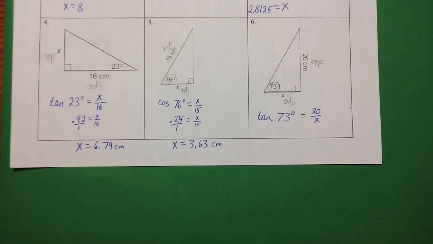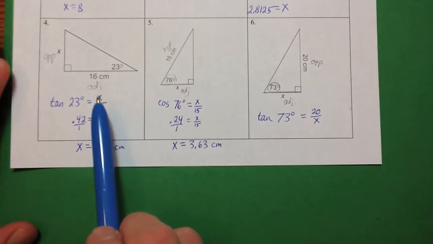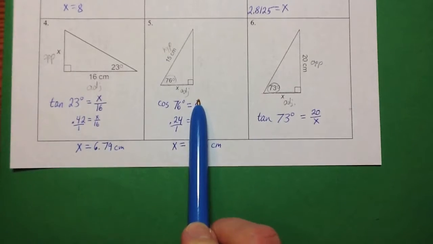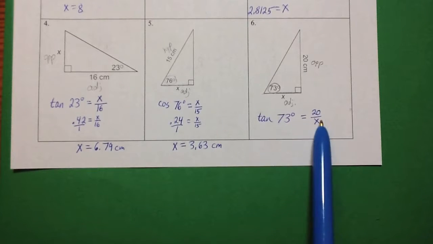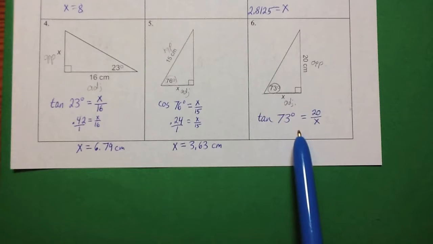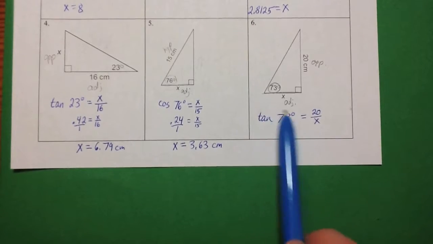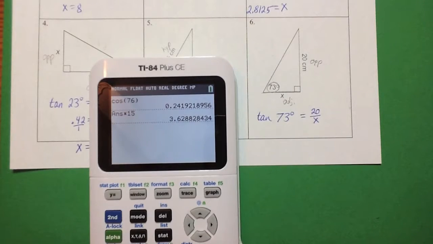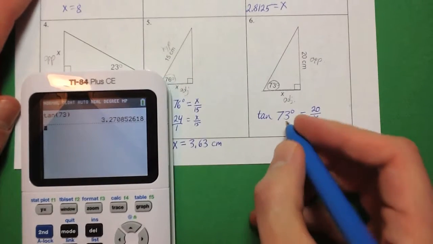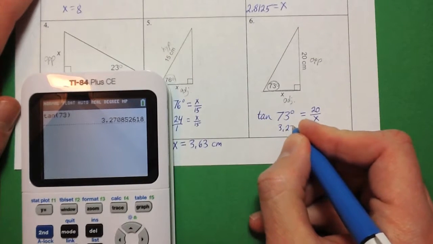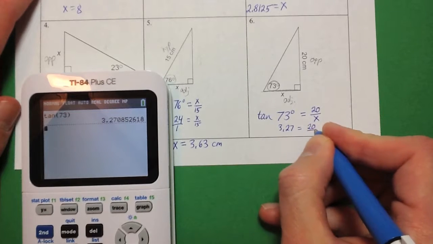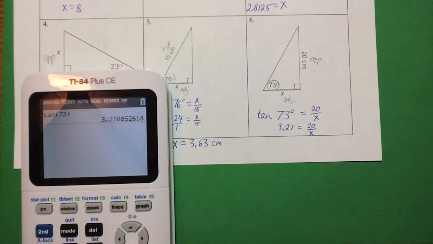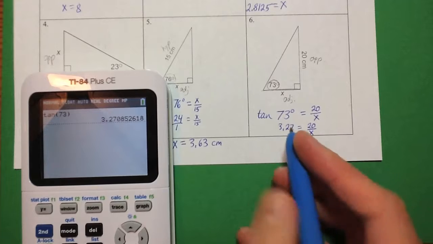I'm going to pause right here and point out something that is in this problem that hasn't happened yet. In the other 2 problems that we did, x was in the numerator and solving it was relatively easy. Now it's going to get a little more complicated, okay? Don't panic. Let's find out what the tangent of 73 is. So we grab our calculator, we'll turn it on, clear that mess out. Tangent of 73 is 3.27. 3.27 equals 20 over x. Notice I left a little space here.